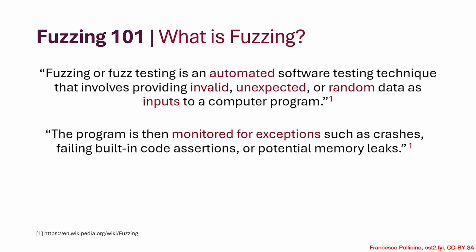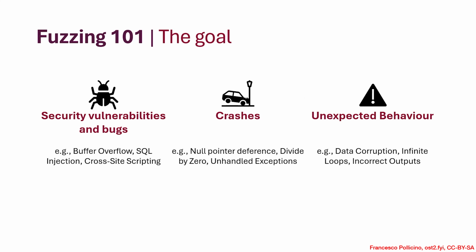Fuzzing involves monitoring the system for any anomalies or errors, such as crashes, memory leaks, or unexpected behavior. The aim is to catch these issues as they occur during the test, helping to identify potential weakness in the system. So, we can say that the primary goal of fuzzing is to uncover issues that can compromise the stability and security of a system.